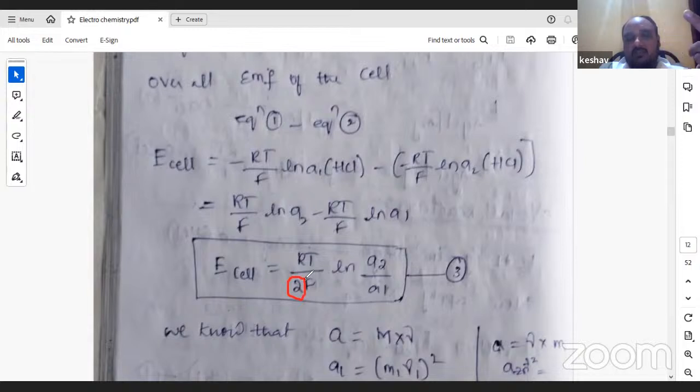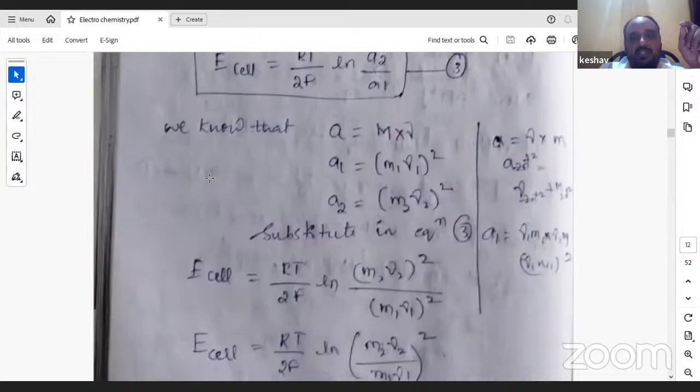So that's why 2 electrons are varying in between the electrolyte solutions of activity A1 and activity A2. Therefore, E cell is equal to RT by 2F ln A2 by A1. A is nothing but activity, which we defined yesterday. Activity is equal to activity coefficient into concentration. So here A means what?